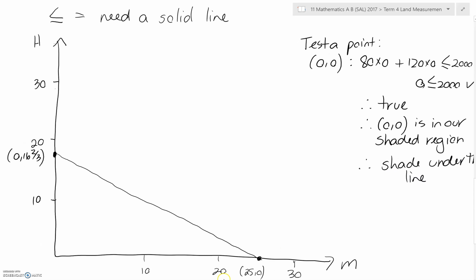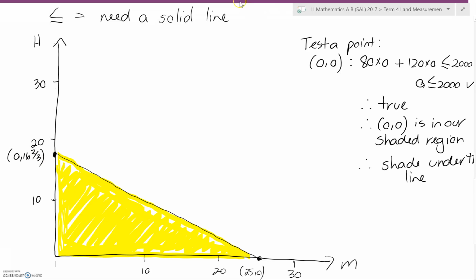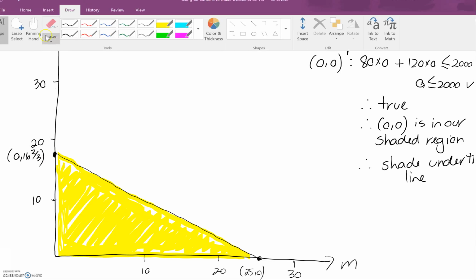Now we haven't got any negatives here because remember I said in some situations negatives don't make sense. This would be one of those. Negatives do not make sense because we cannot have negative microphones or headphones. So the region that we want for this first one is all of this under the line. So you take the time to shade it nicely. Okay, so that's our very first inequation that we're going to plot.